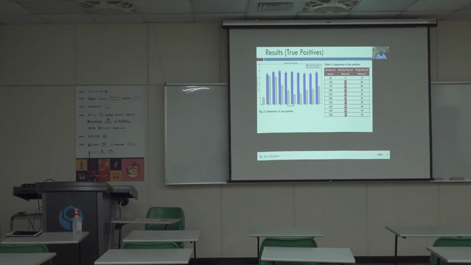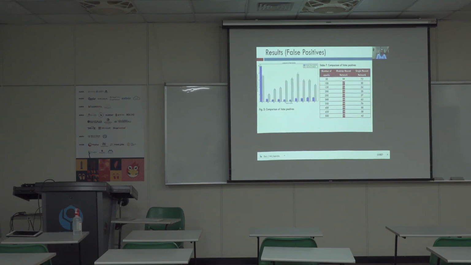Now these are the results. You can see a comparison of true positives with respect to the modular neural network and single neural network. To compare the results, we implemented two versions. One is the modular neural network version and the second was the single neural network version, and results were recorded. You can see here the results are more stable with respect to the modular neural network, whereas they are unstable with respect to the single neural network. Then similarly with respect to false positives, you can observe a similar trend. So our modular neural network is performing better compared to the single neural network.